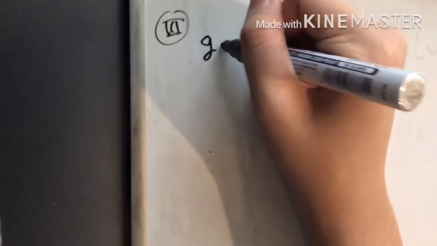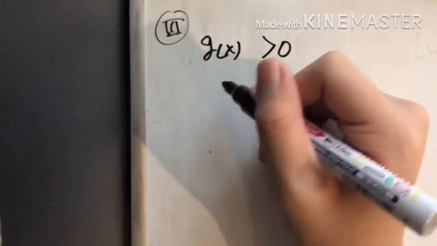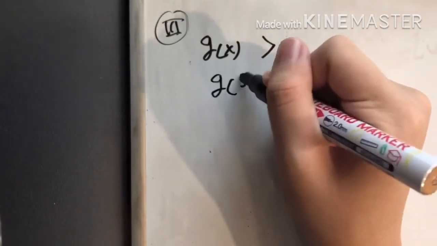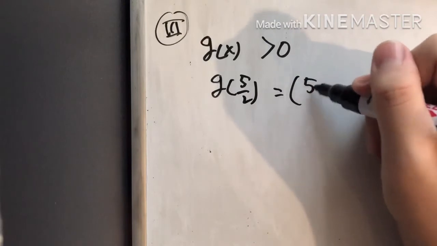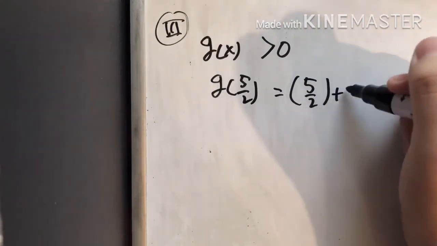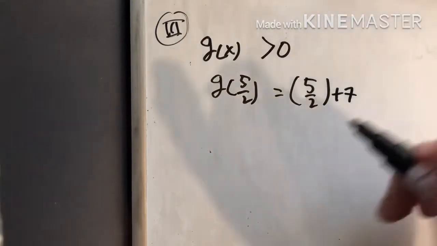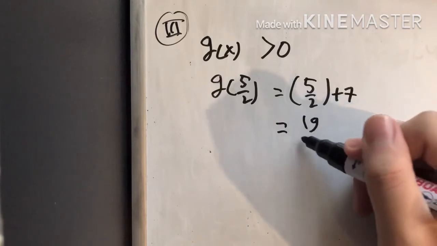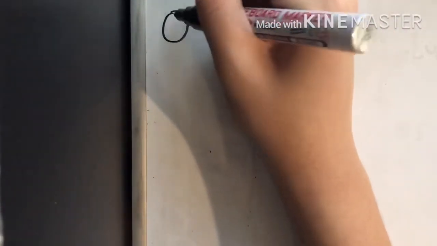So we do the same thing for the g(x). g(x) must be larger than 0. So g(5 over 2) is equal to 5 over 2 plus 7. So g(5 over 2) is equal to 19 over 2. 19 over 2 is larger than 0, so that is correct. So the x here is correct for the third condition.